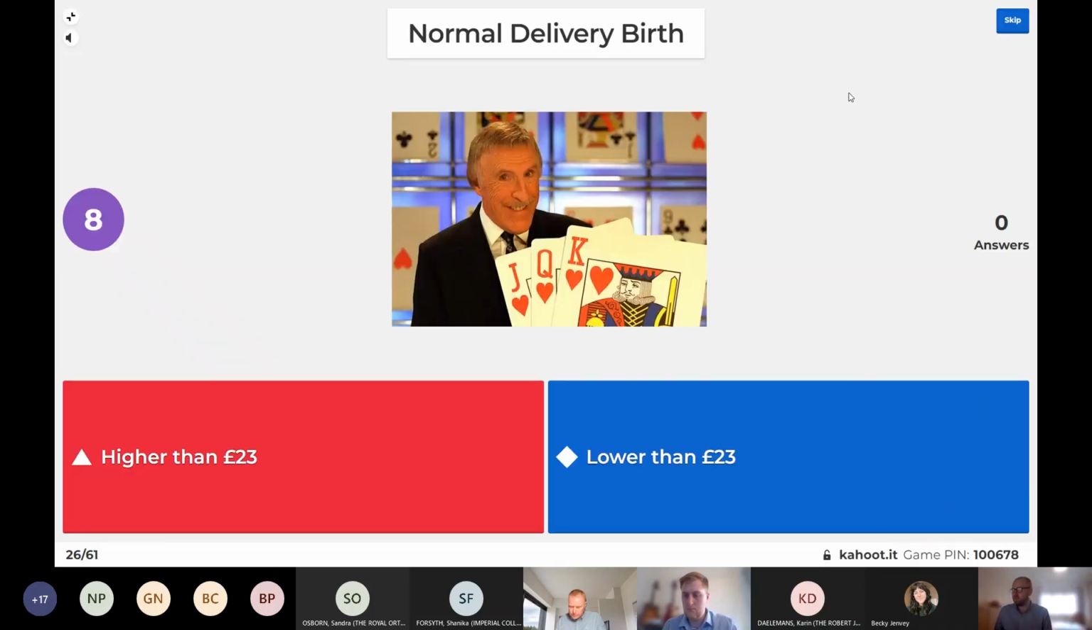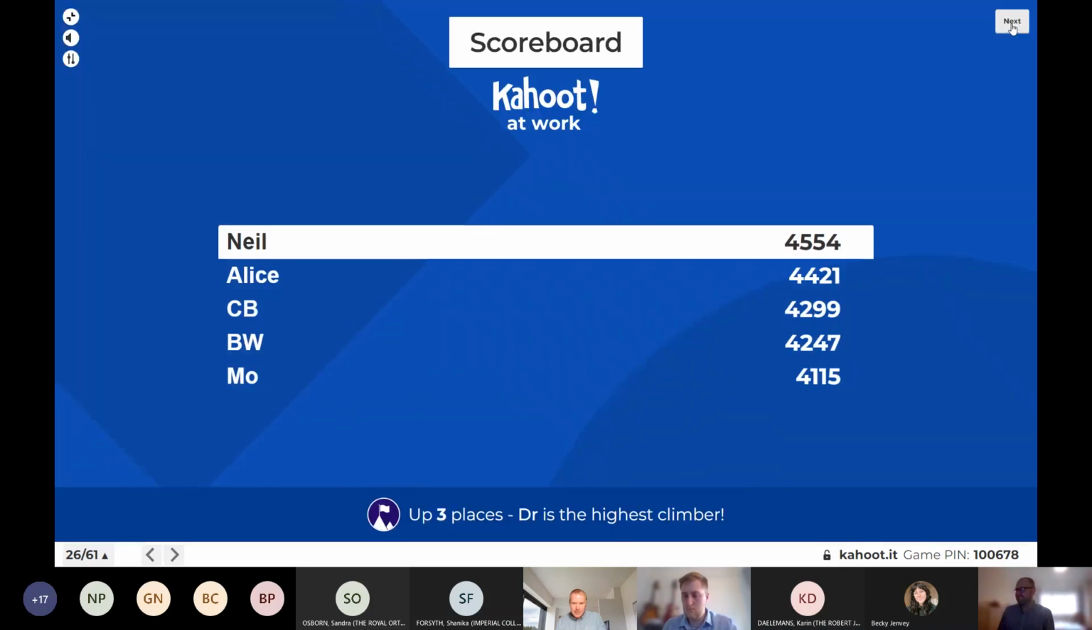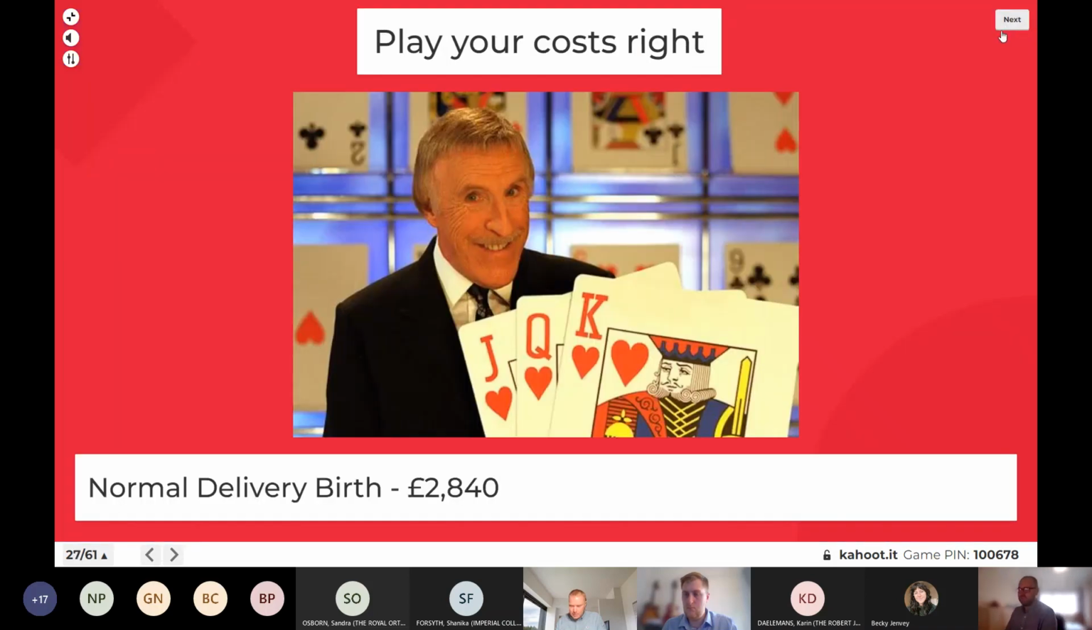A normal delivery birth, higher or lower than £23? Should be an easy one. Higher. Someone's after a cheap delivery there, I think. In the lead now. Normal delivery birth is just under £3,000 on average, £2,840. That includes all the costs for the length of stay, the whole time that the mother and baby are in hospital.